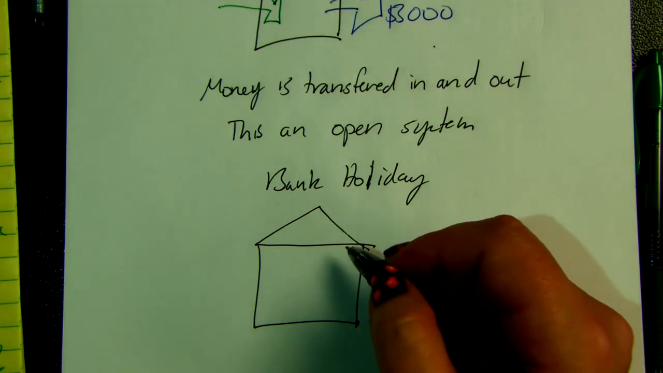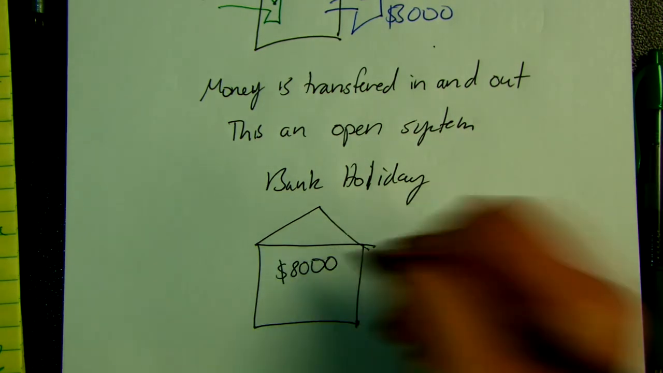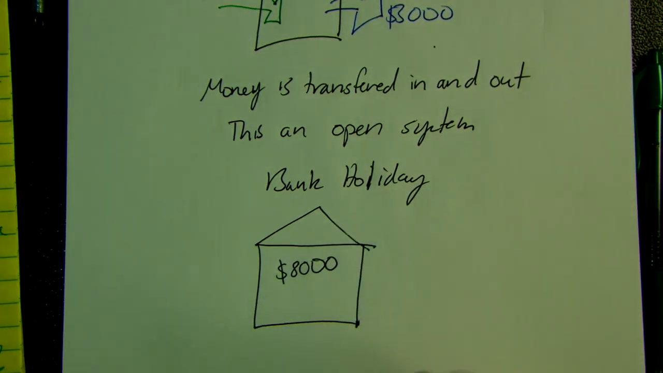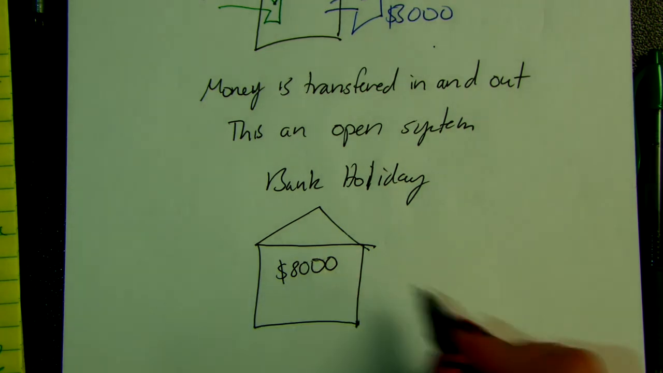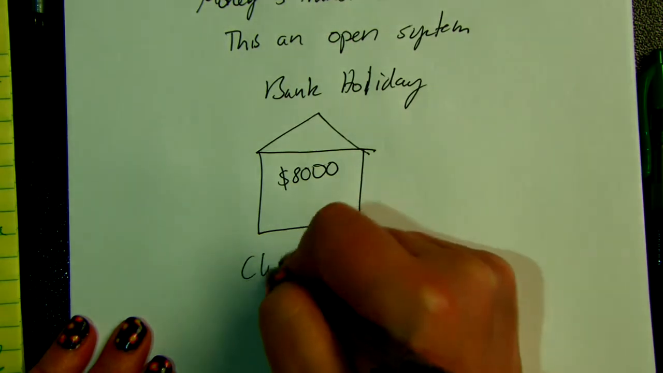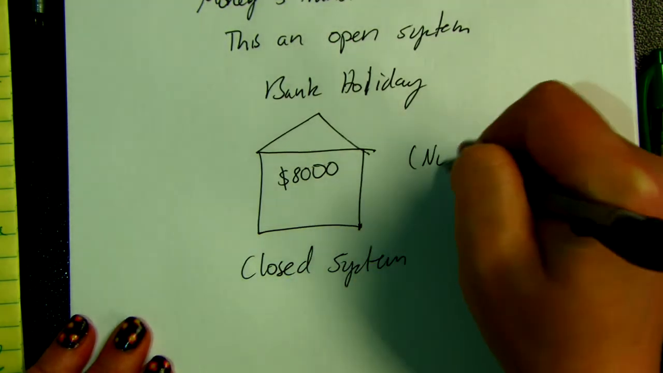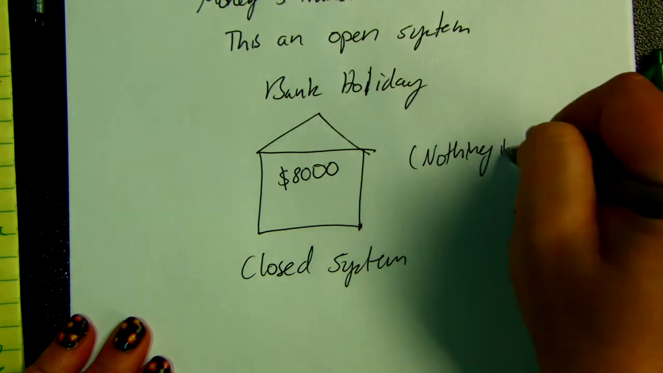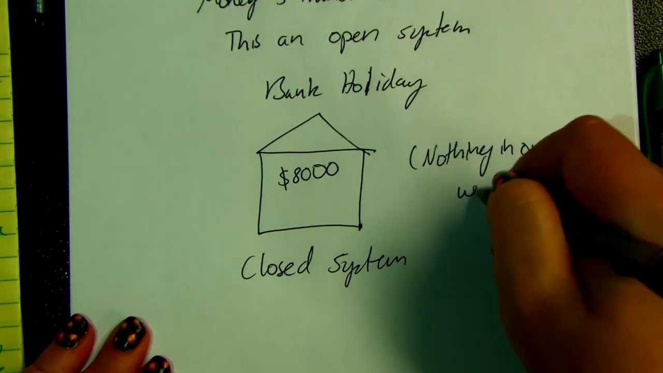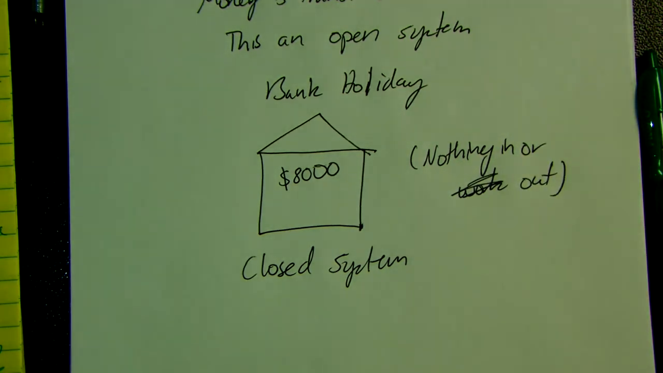All right, so in this case, whatever money was in the bank, say $8,000, is staying put. It can't leave. You can't get any money in. This would be a closed system. Nothing goes in or out. Nothing can do work on it. It's just going to stay put.